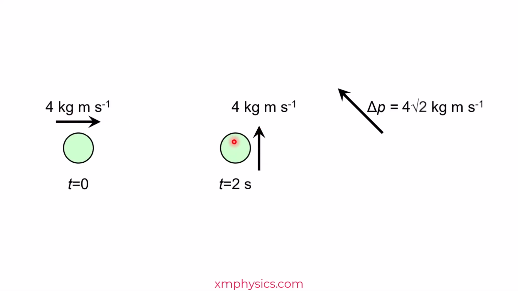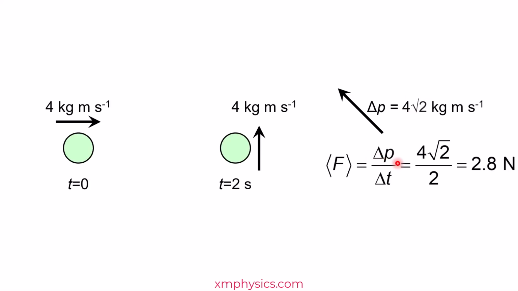So you have to do a vector subtraction, which will give you root 2 times 4. So the amount of force is the change in momentum divided by the time again, and it's going to give you 2.8 newtons. So what is the direction of the force? Along this direction, all right? Remember, the direction of the force follows the direction of the change in momentum. So you need a force of 2.8 newtons in order to cause the momentum to change from a rightward one to an upward one of 4 kg m/s.